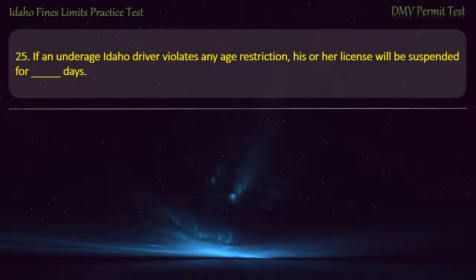Question 25. If an underage Idaho driver violates any age restriction, his or her license will be suspended for days. 30, 60, 90, 180. Answer. 30.